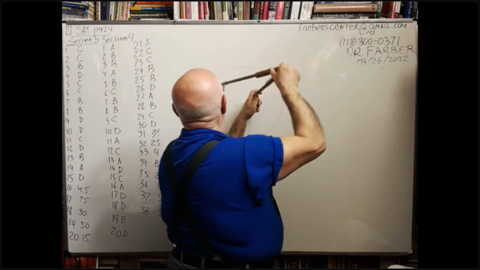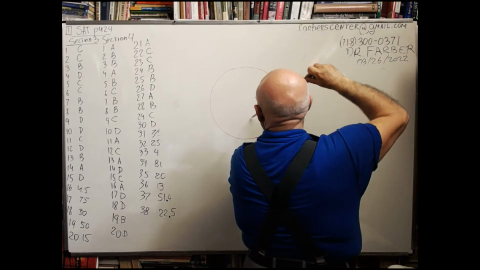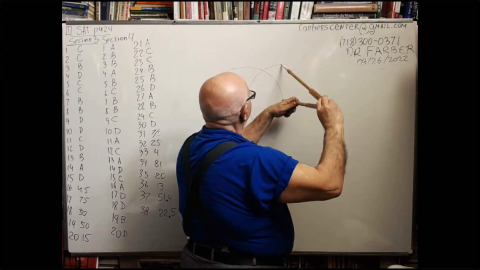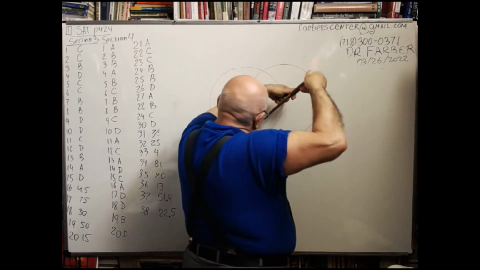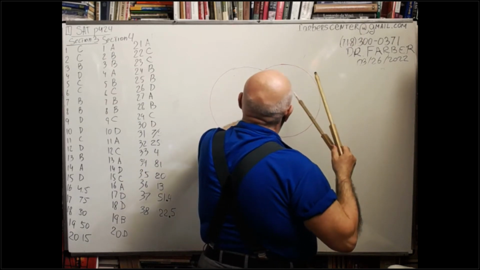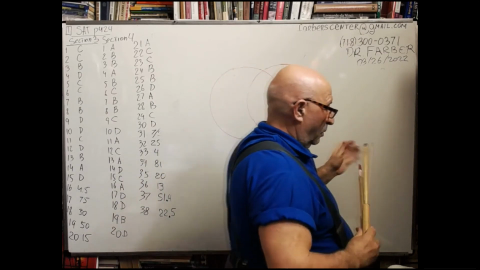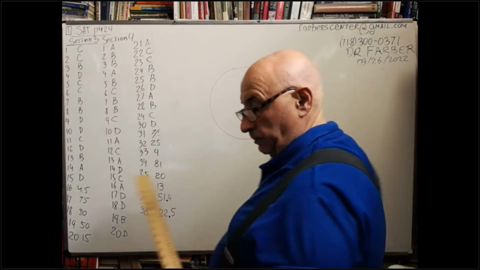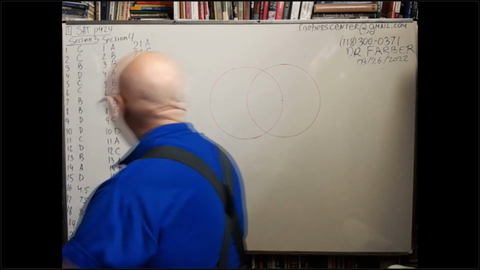One circle, another with the same radius. Kind of like this. And take this and make what we have here. Connect these vertices. Okay.